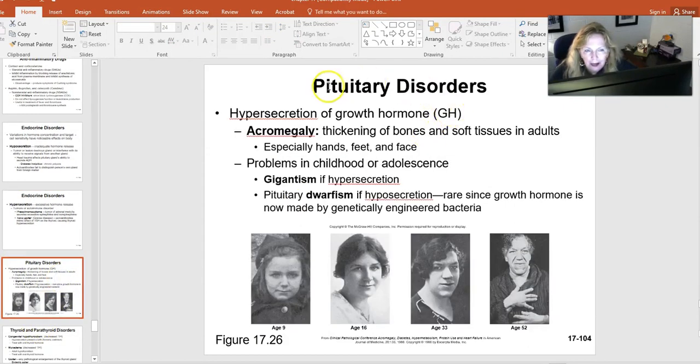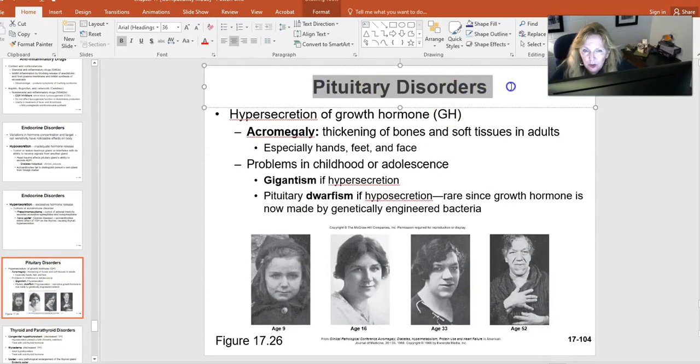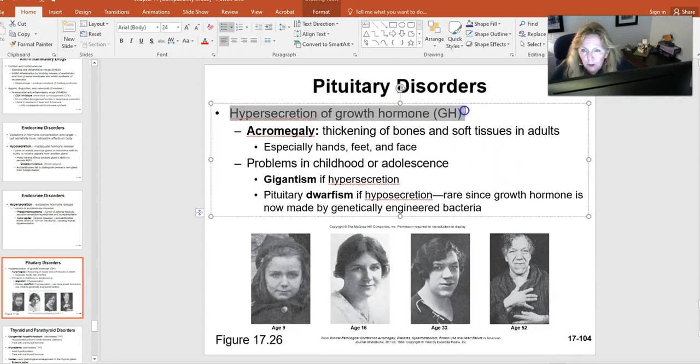Some other disorders, pituitary disorders, let's look at. There's a hypersecretion of growth hormone. Now listen carefully to what I'm going to tell you. If that happens in childhood or adolescence, before you've reached your full height potential, if the hypersecretion happens then it can lead to gigantism, or giantism it's also called.